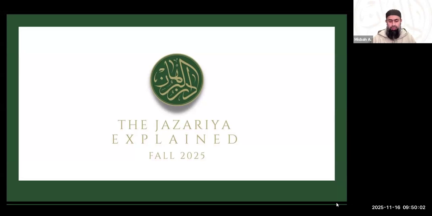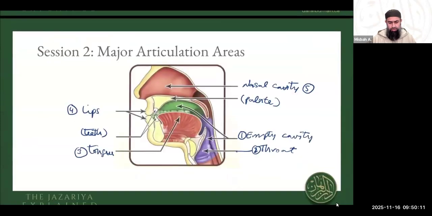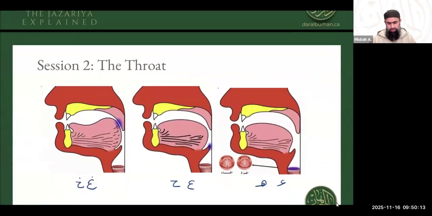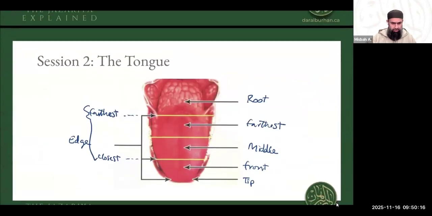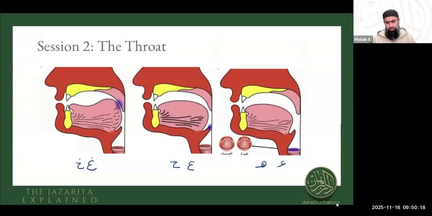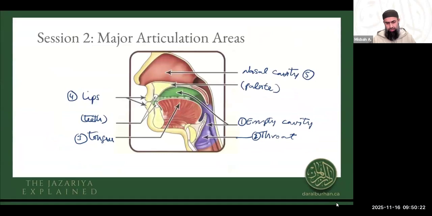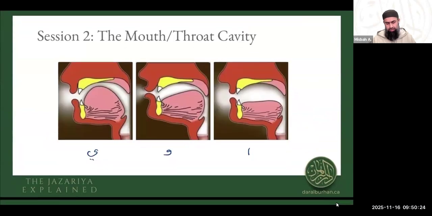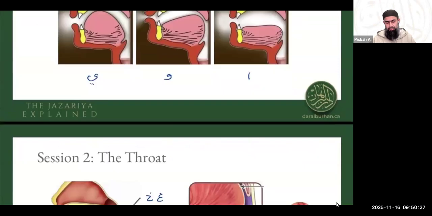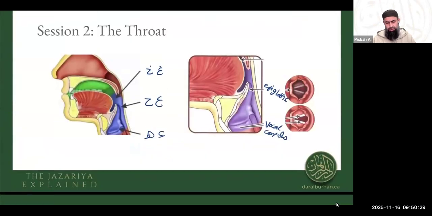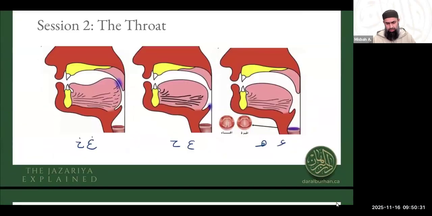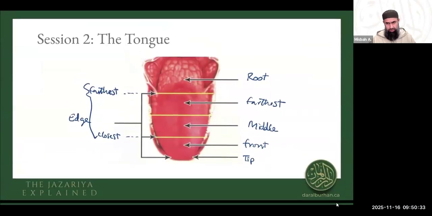We left off, if you recall, I will just quickly pull the slide from last class. We left off with looking at the tongue. And actually, just to recap, we looked at the major areas, and then we looked at the letters of med, where they come from, and then we looked at the throat and the letters of the throat, and then finally we looked at the tongue.